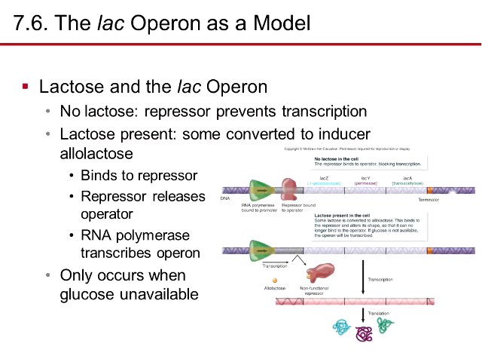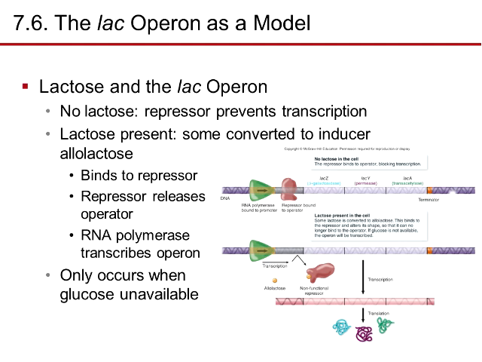Now, the lac operon is a model of lactose regulation. With no lactose, the repressor prevents transcription. When lactose is present, some is converted to the inducer allolactose. So with no lactose, no inducer is created. With lactose, some is converted to this inducer. It binds the repressor, which releases the operator, and RNA polymerase induces the operon.